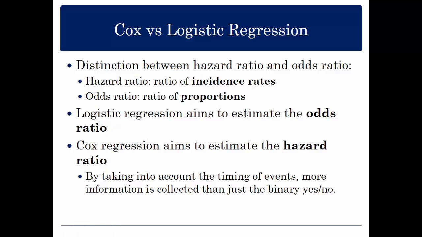So the hazard ratio is actually a ratio of those incidence rates, whereas the odds ratio is a ratio of proportions. And this kind of gets to your question about how missing data impacts them and how you could end up with different things. Logistic regression will estimate the odds ratio. Cox regression will estimate something very analogous, the hazard ratio. The only difference is that Cox regression is taking into account the timing in addition to whether or not the event occurred.